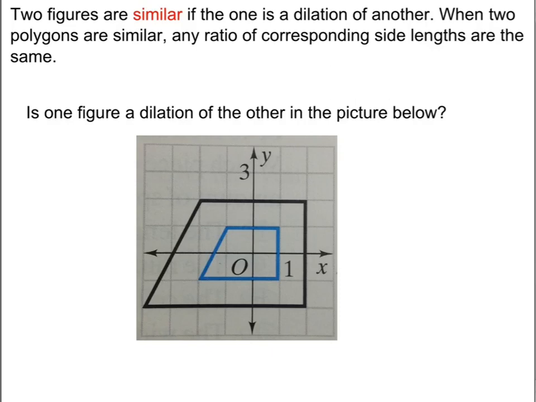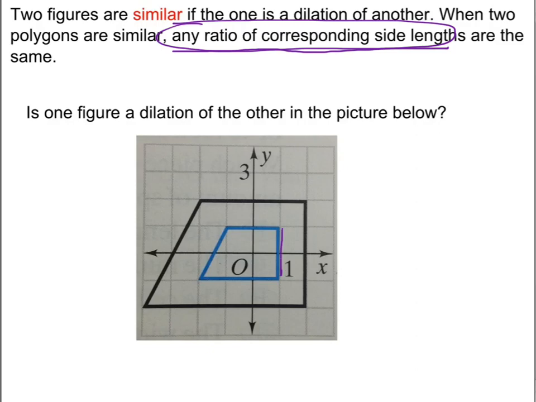Okay, and to define similarity, two figures are similar if one is a dilation of the other. When two polygons are similar, any ratio of corresponding side lengths is the same. So let's try to answer this question: is the blue figure a dilation of the black polygon? In order to answer that, I'd have to check the ratios of corresponding side lengths.